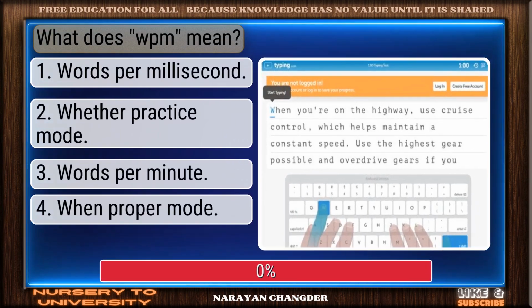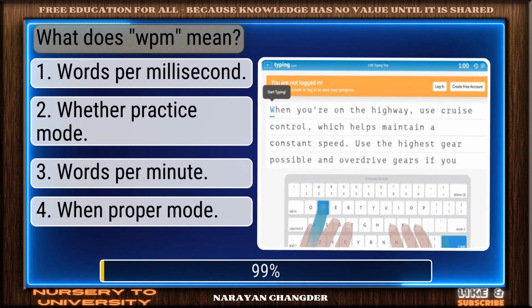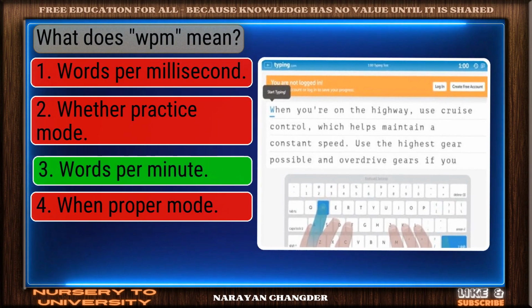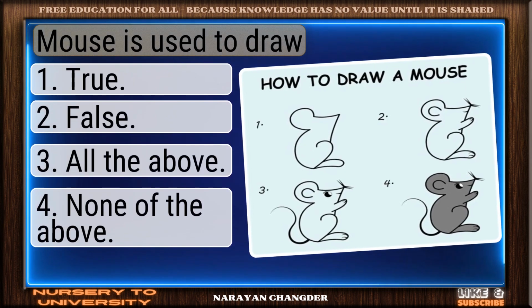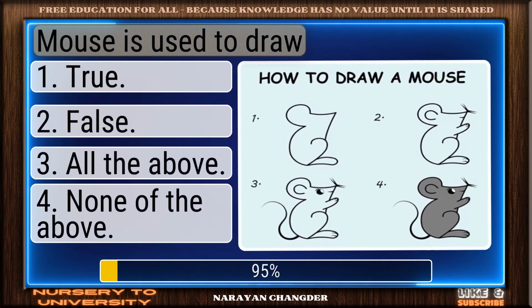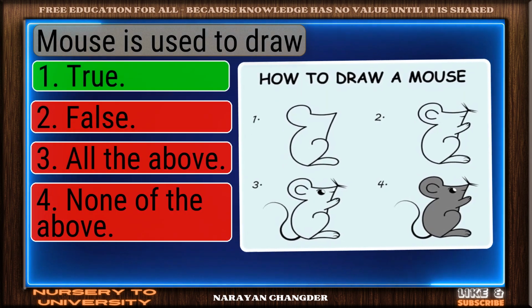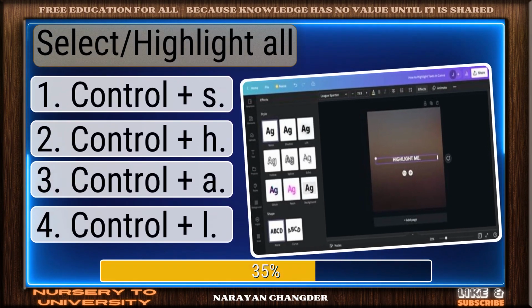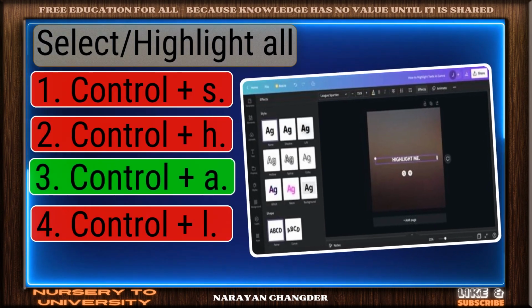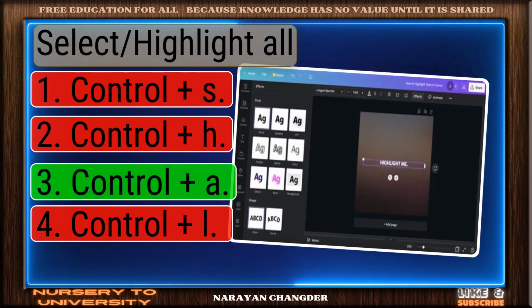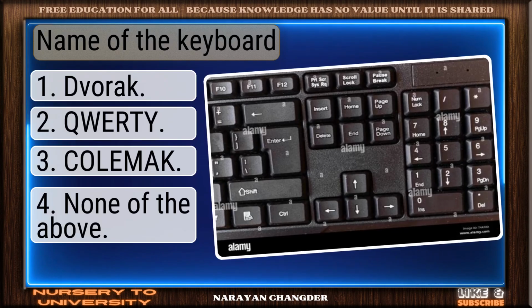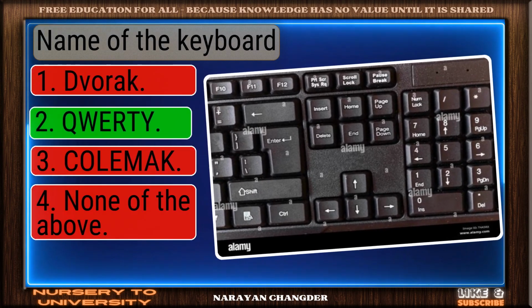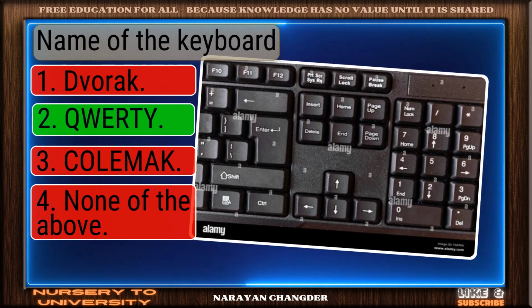What does WPM mean? Perfect. Words per minute is the correct choice. Mouse is used to draw. Excellent choice. True is the right answer. Select to highlight all. Right choice. Ctrl plus A is the best answer. Name of the keyboard. Excellent choice. QWERTY is the right answer.